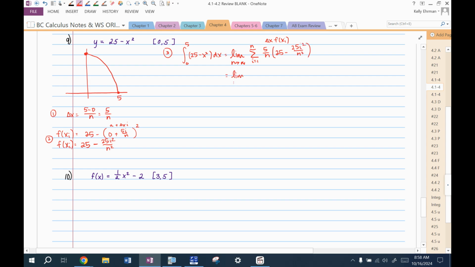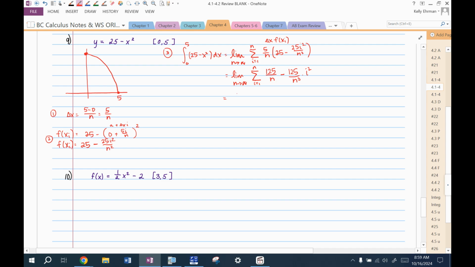And before I get into the summation, again, you don't have to do this. I just like to make sure that I'm not missing anything. So before I get rid of the sigma, I like to distribute before I add all this together. So 5 times 25 is 125 over n, minus 125 over n to the third times i squared.